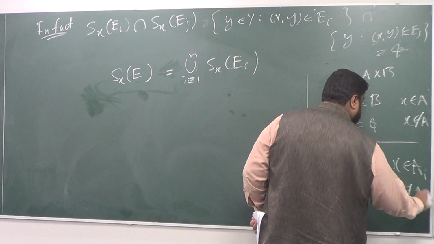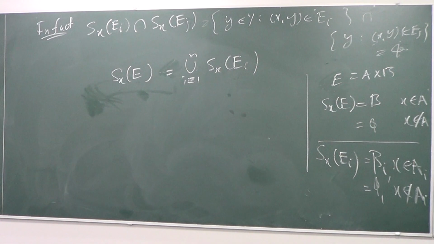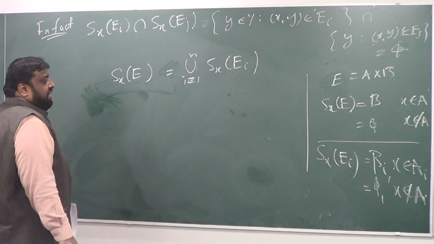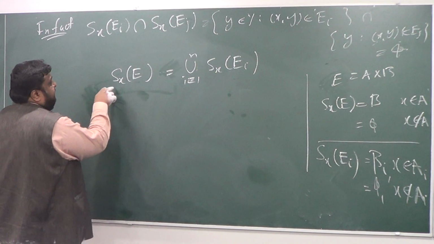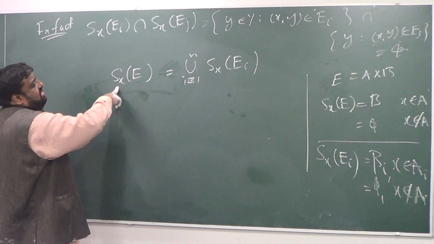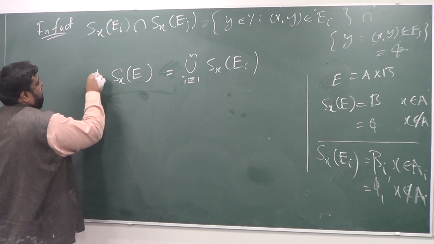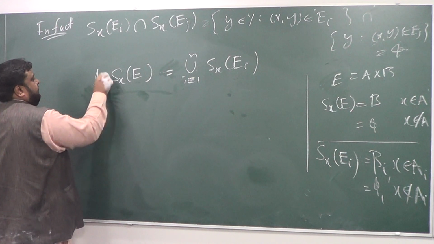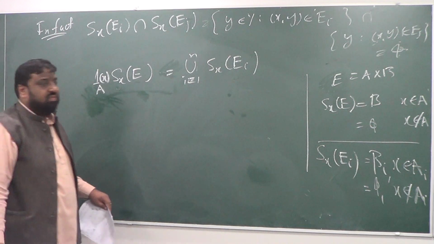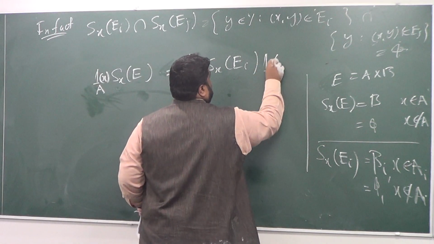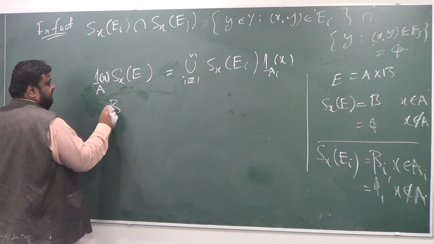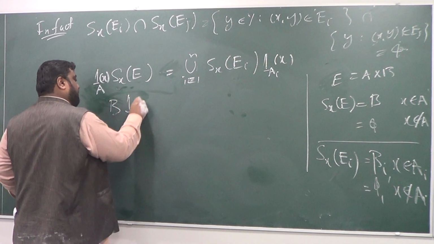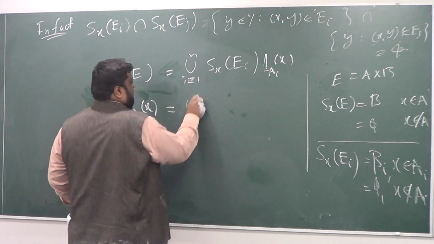If x is not in A_i, it's incomplete. So if I multiply this side by an indicator function of A, and I have an indicator function of A_i of x, what this would become is B times the indicator function of A_i of x, and the union.